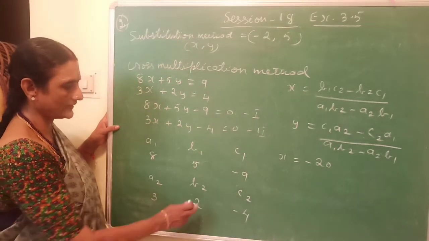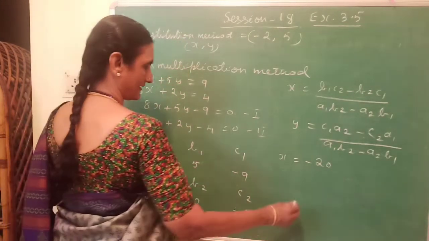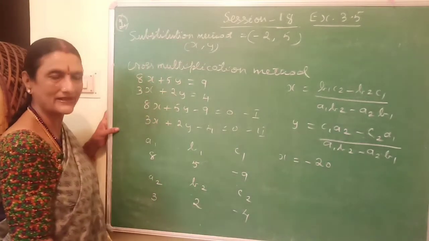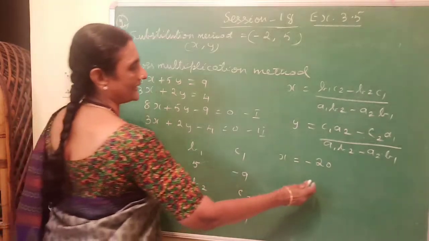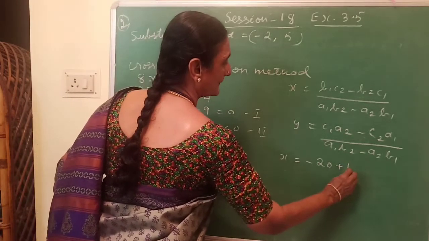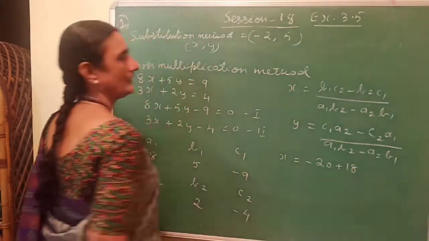Then b2 c1 is what? 2 into minus 9. So what is 2 into minus 9? It is minus 18, and there is a negative sign. So that becomes plus. Okay.